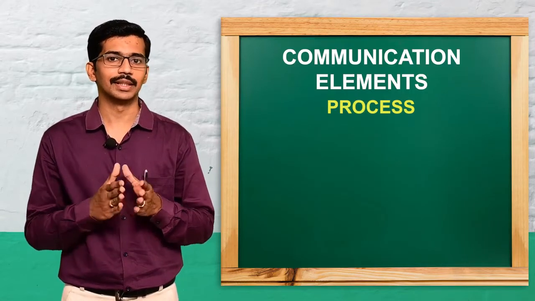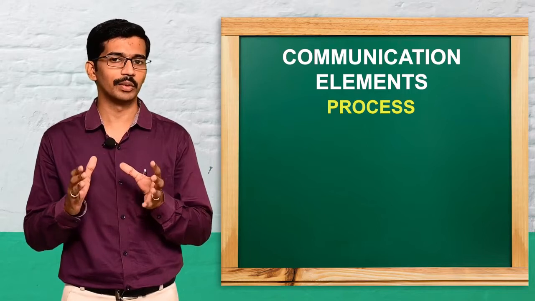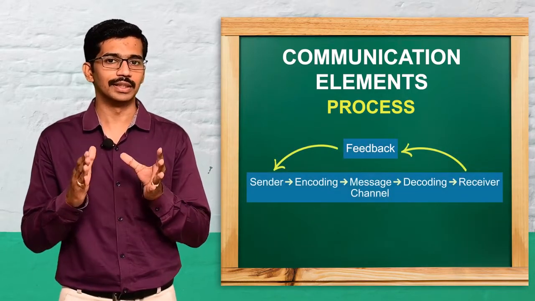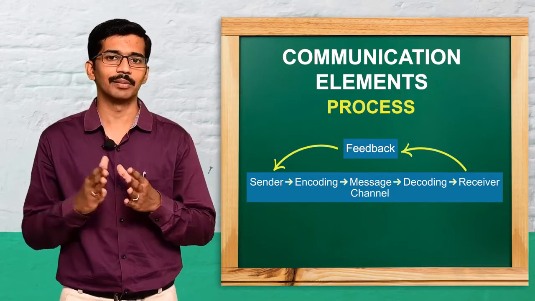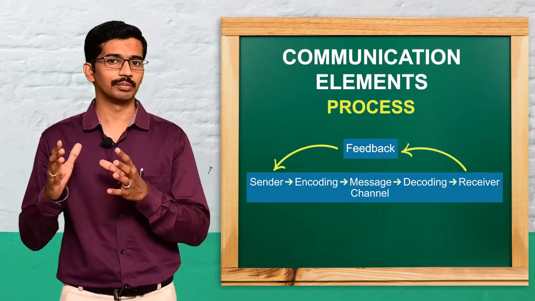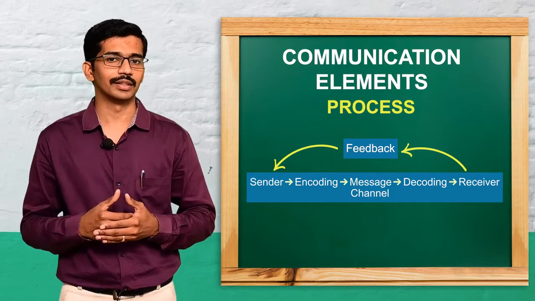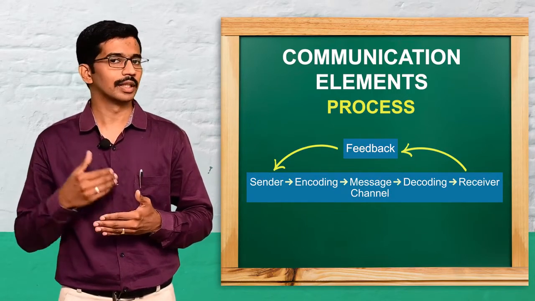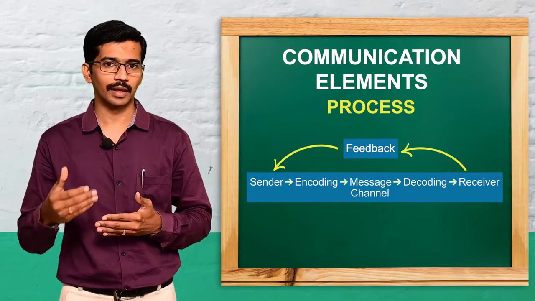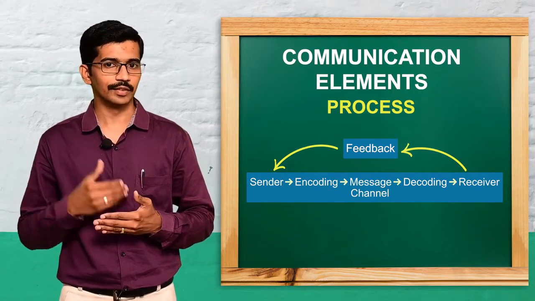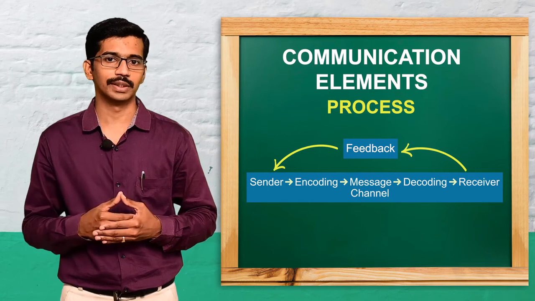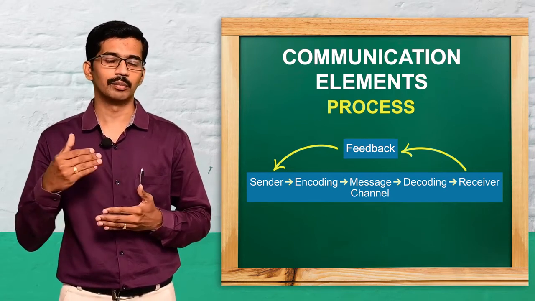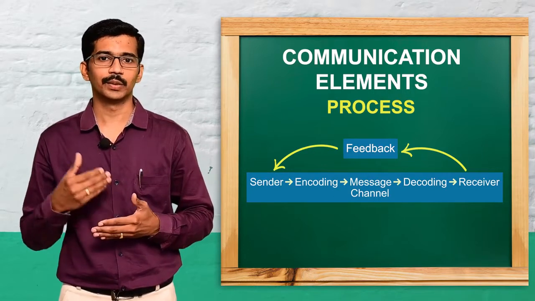Now we'll see certain elements needed for a proper and complete communication process. These elements are termed the communication process. The elements are a sender, a message, a channel, a receiver, and feedback. These are the various elements of a communication process. Coming to the first one, sender. So who is a sender?